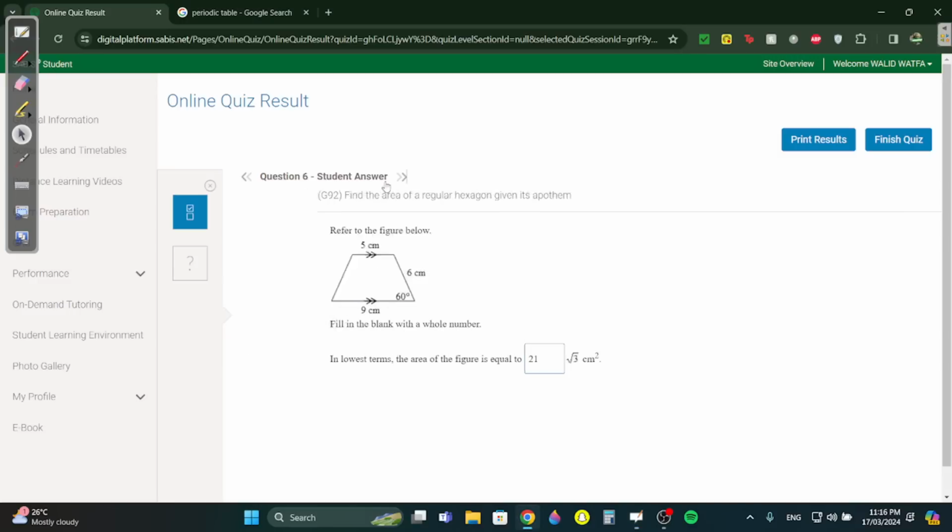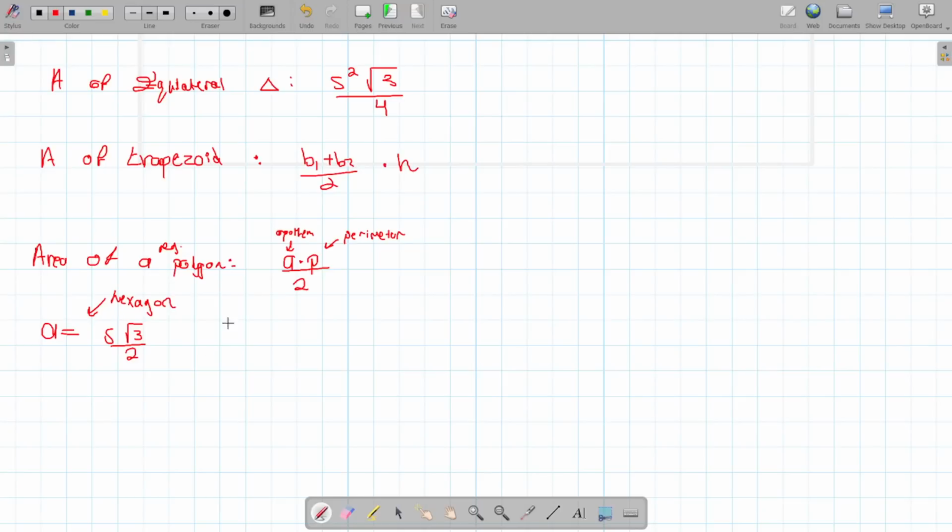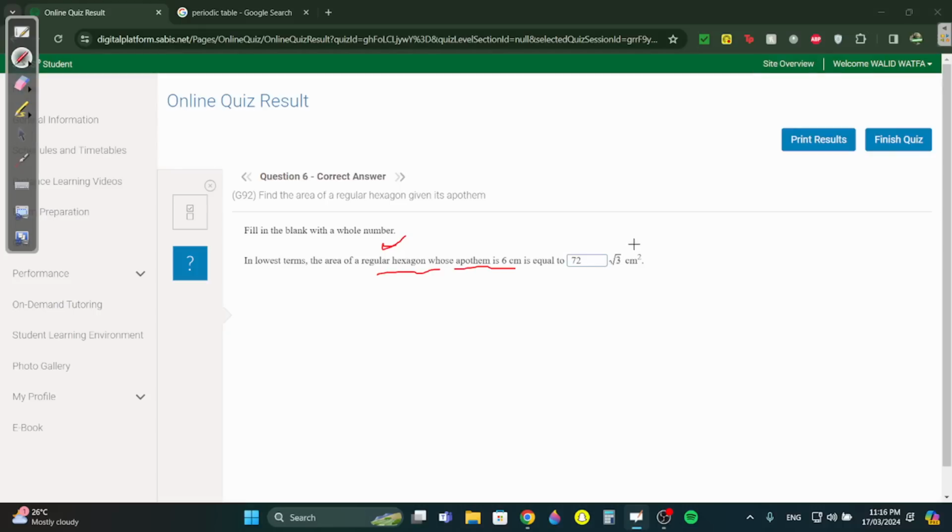Question 6. Area of a regular hexagon. They want the area of a hexagon whose apothem is 6. The area of any hexagon or polygon, like we said, is AP over 2. For a hexagon, since a hexagon is a polygon, the area is AP over 2. We have the apothem, which is 6, times P over 2.